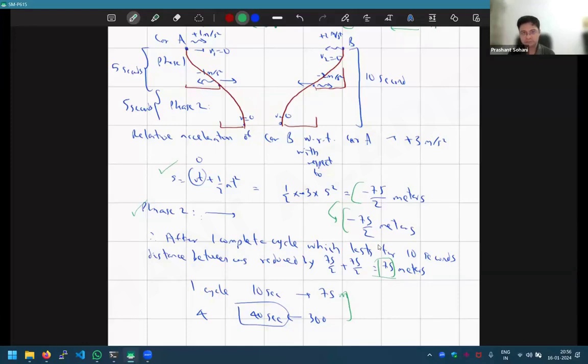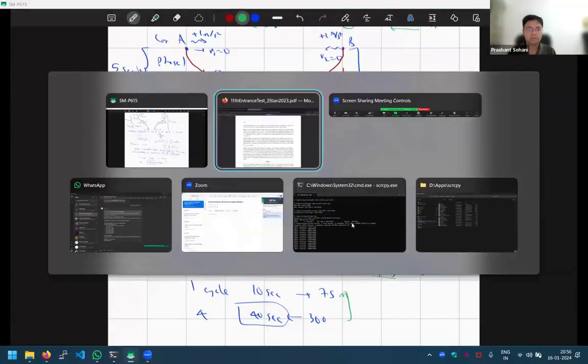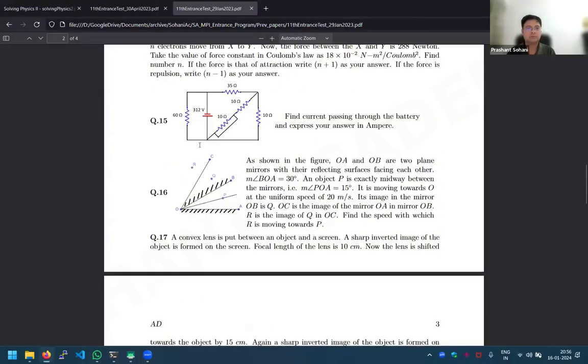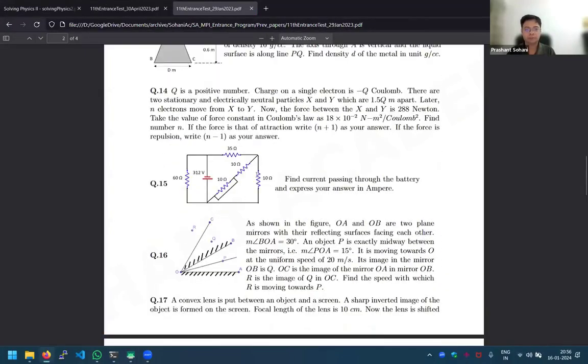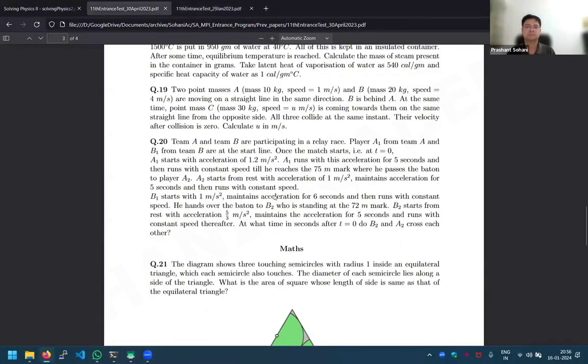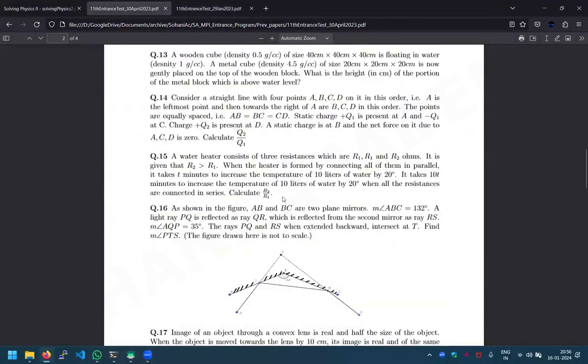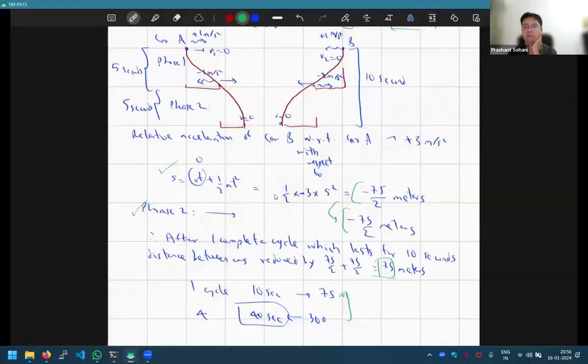Yes, Shreyas. So can you please show question number 15 solution? Question 15. Solution. Okay, what was that question? This water heater, the resistances? Yes, sir. Oh, just a minute. I'll just show it in 1 minute. Let anybody copy this one.